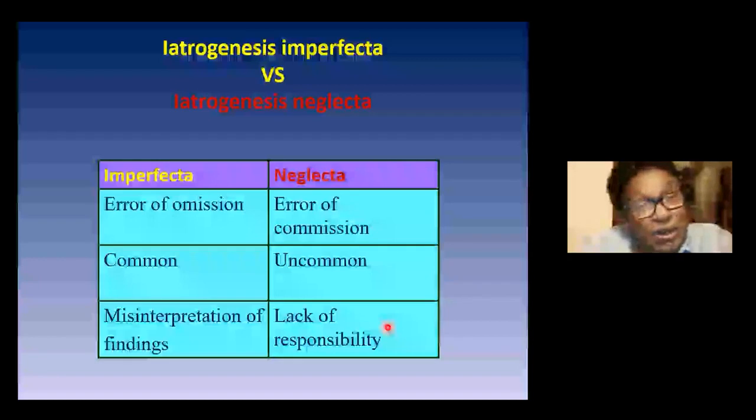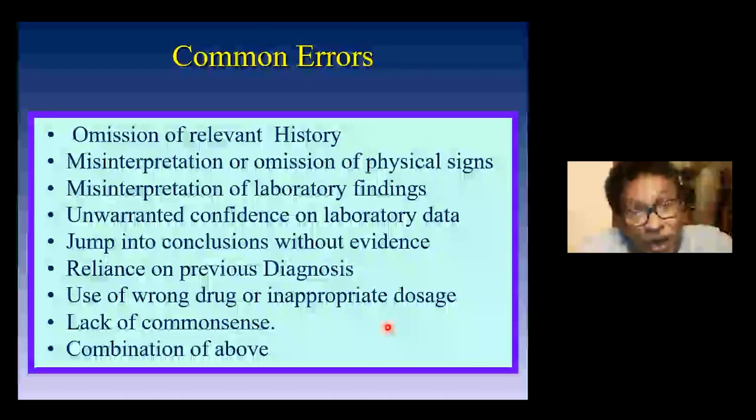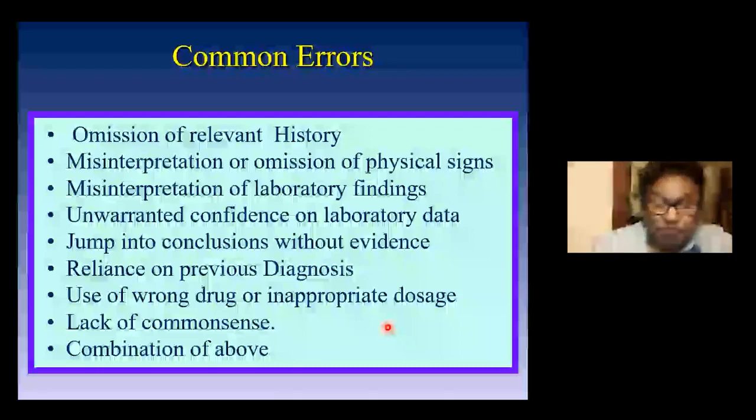Now, what are the common errors we have? Omission of relevant parts in the history, misinterpretation or omission of physical signs, misinterpretation of laboratory findings, unwarranted confidence in laboratory data, jumping to conclusions without evidence, reliance on previous diagnosis. This is very important. Use of wrong drugs or inappropriate dosage, lack of common sense, and very often a combination of the above.